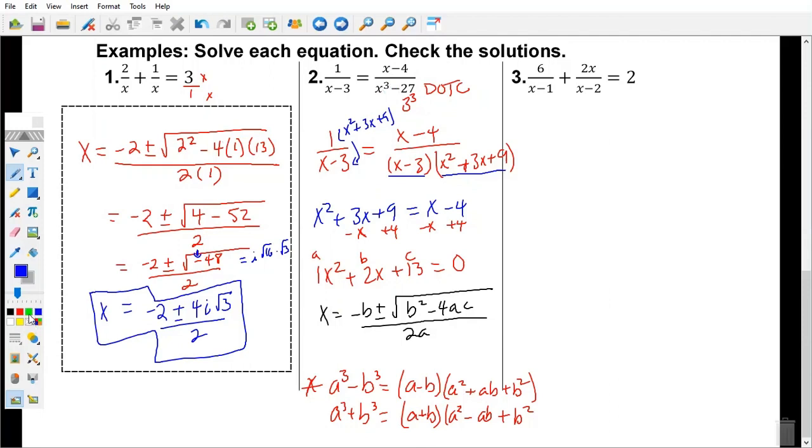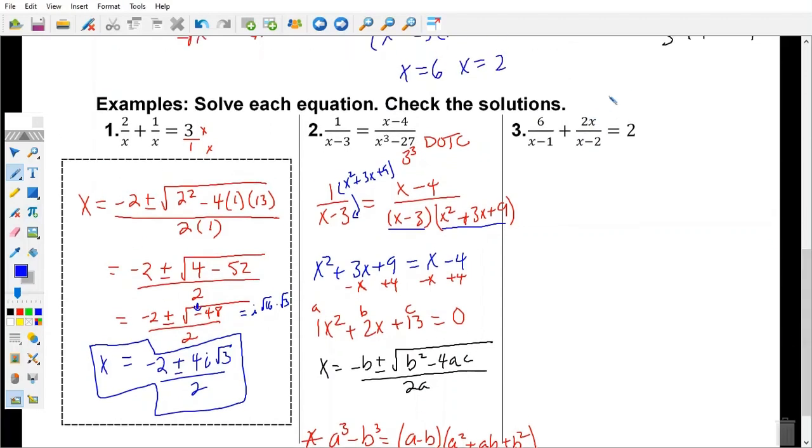All right, we're going to do the last one. So on the last one over here, we have 6 over x minus 1 plus 2x over x minus 2, right? So for this one, the LCD here is actually x minus 1 times x minus 2. It's going to be both of the denominators multiplied together because they have no common factors already.